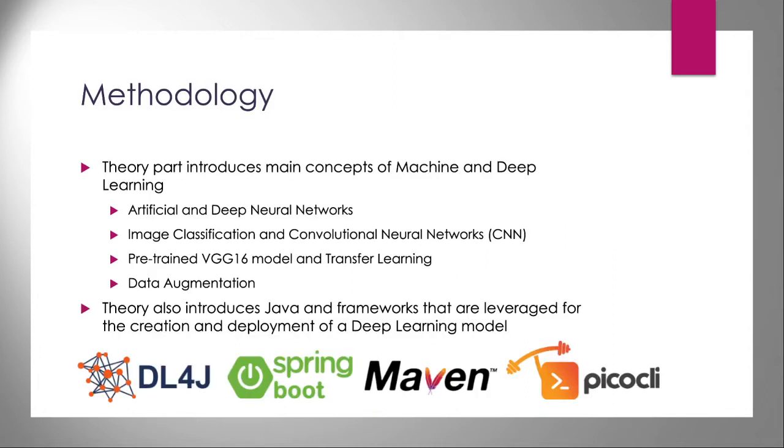So how I started the implementation of this thesis: I started by introducing the main concepts of artificial intelligence, machine learning and deep learning, topics like artificial neural networks and deep neural networks, followed by image classification and how convolutional neural networks are leveraged most in that area.